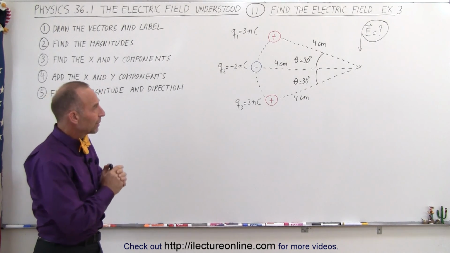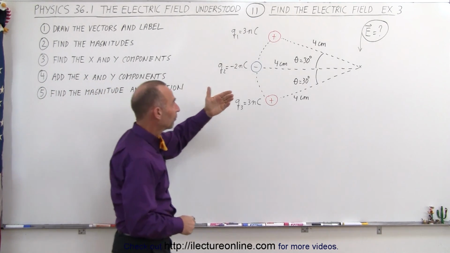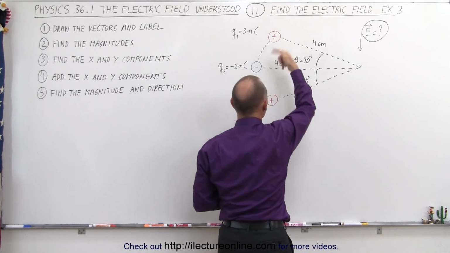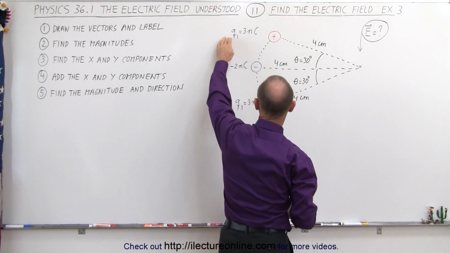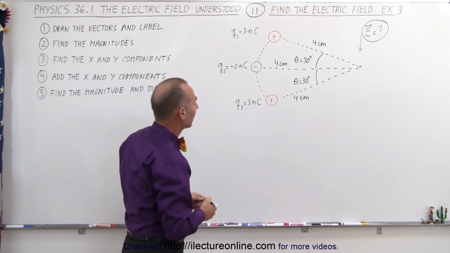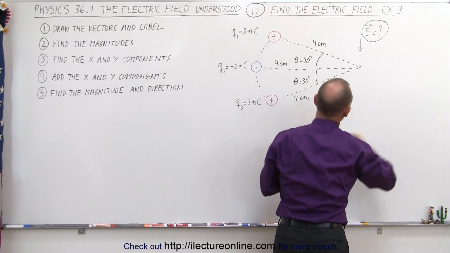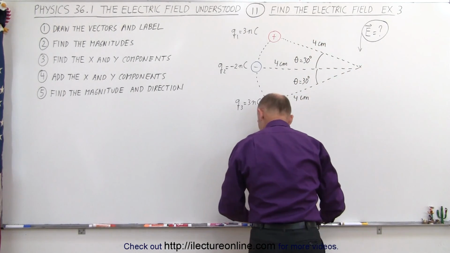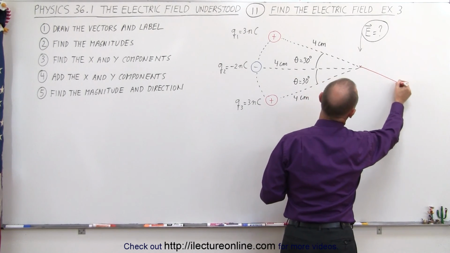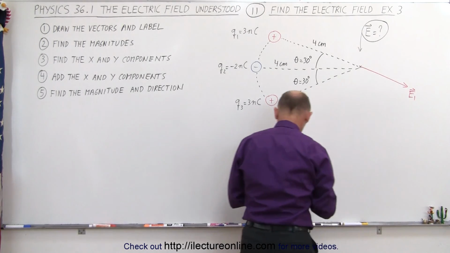Now what we want to do here, again following step number one, is draw the vectors and label them. The vectors representing the electric fields caused by each of the three charges. So we have them labeled Q1, Q2, and Q3 so we can have our bookkeeping. With Q1, notice that the electric field will be pointing in this direction along that line. And let me use a different color. So this here will be the electric field caused by Q1, so we'll call it E1.